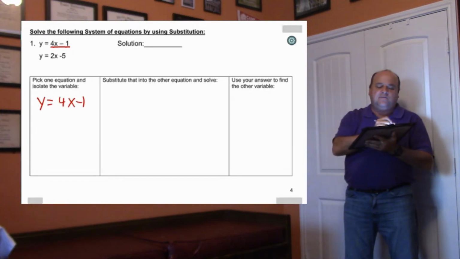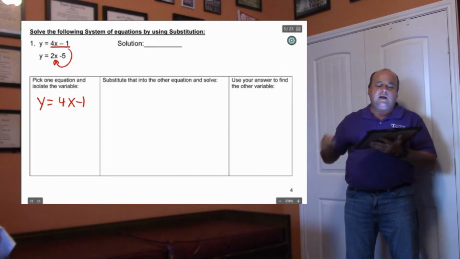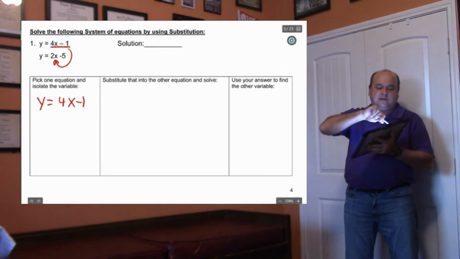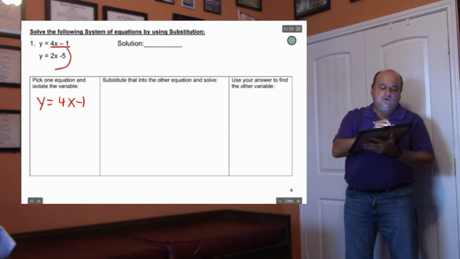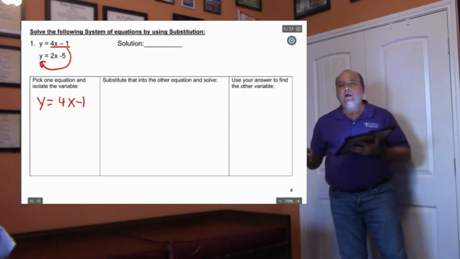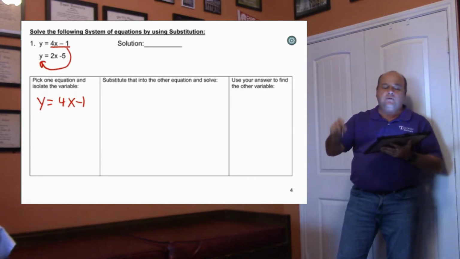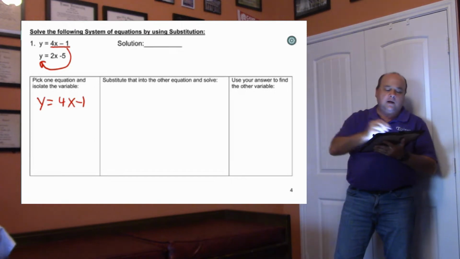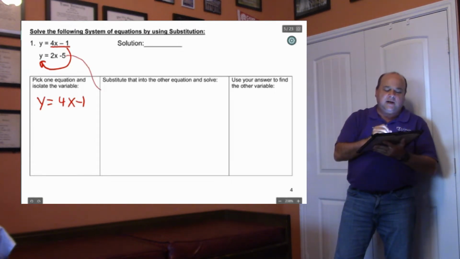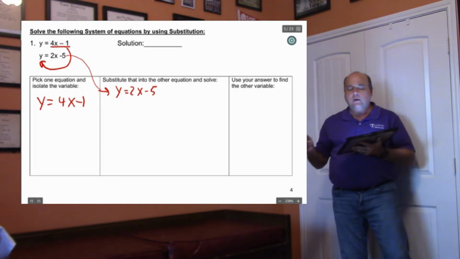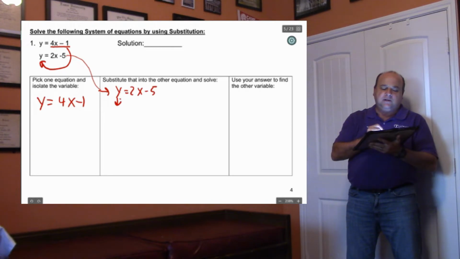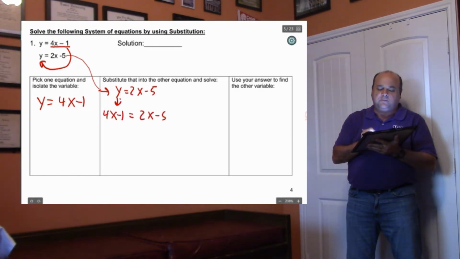I'm going to take that 4x minus 1 and plug it into, I'm not the x, Jiminy Crickets, I'm really going to confuse you. Plug it into that y. So I'm going to replace the y in the other equation with 4x minus 1. So let's write this equation down right here. I'm going to write down y equals 2x minus 5. Okay, I'm going to replace this y with 4x minus 1, and it's going to equal 2x minus 5.